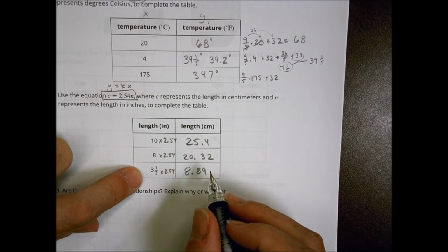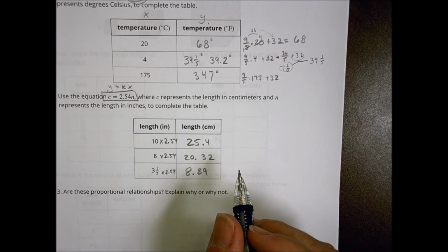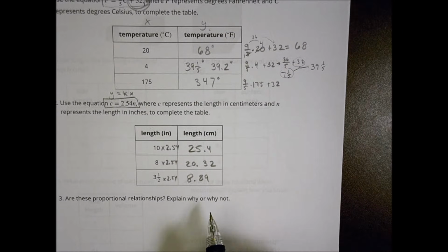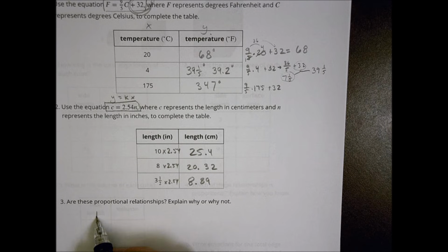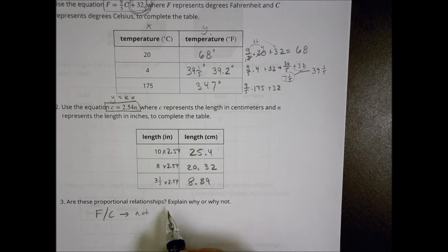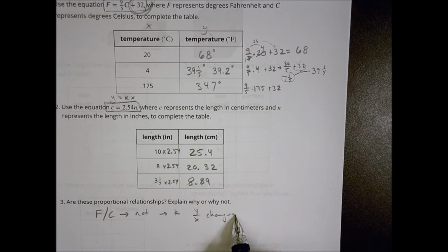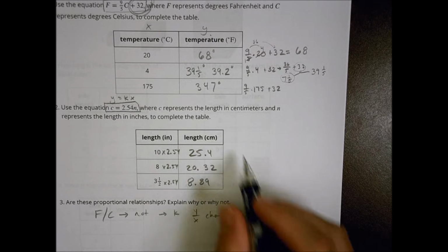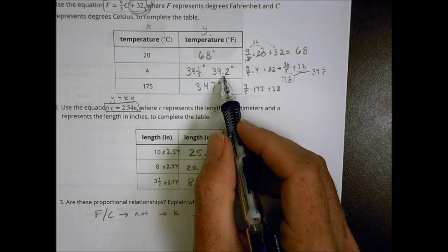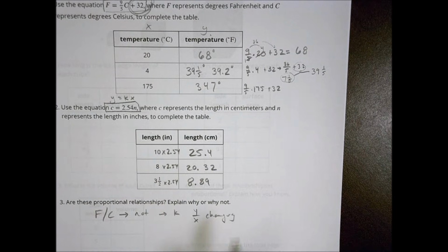In terms of the two relationships, are these proportional relationships? We would say that the Fahrenheit and Celsius one is not, because there's no k value, there's not a constant proportionality in this table. Your y over your x is always changing. You could do the math to figure that out: if you did 68 over 20 and compared it to 39.2 over 4, they're not going to be the same.